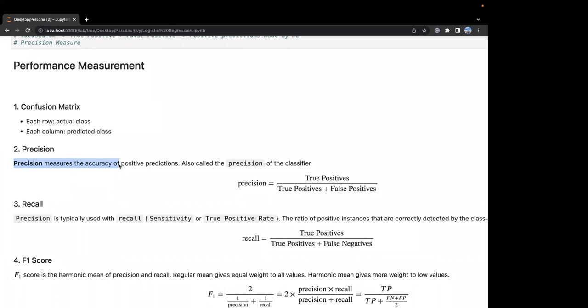Precision measures the accuracy of positive prediction. That means out of the ones that I predicted positive, that is true positive and false positive, out of the ones that I predicted as positive, how many are really positive? This tells me the strength of my positive prediction. On the other hand, recall tells me out of the actual positives, true positive meaning it was positive, false negative meaning it was actually positive, out of the actual positive, how many could I find out?